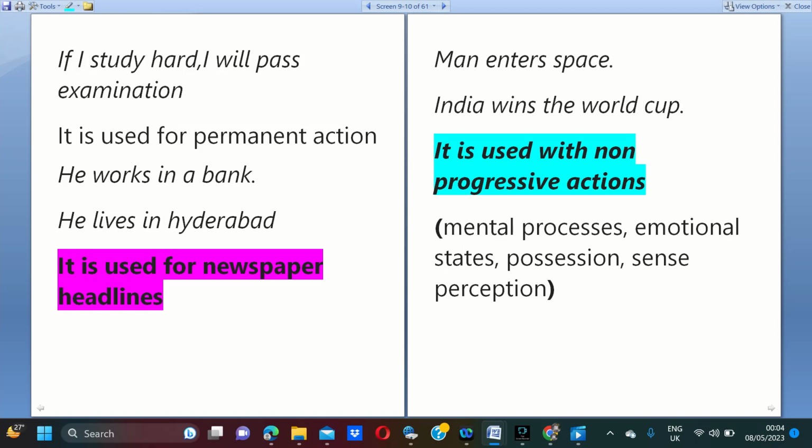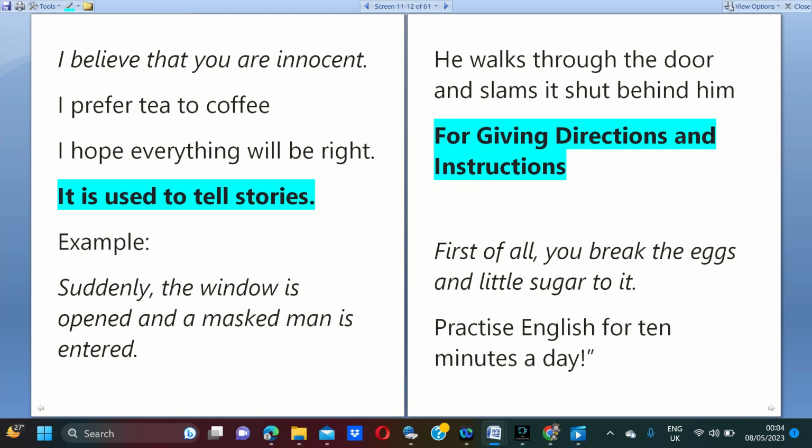It is used with non-progressive actions. What are non-progressive actions? Mental processes, emotional states, possession, sense perception. These are non-progressive, non-continuous. I believe that you are innocent. I prefer tea to coffee. I hope everything will be all right. These are all non-continuous verbs.